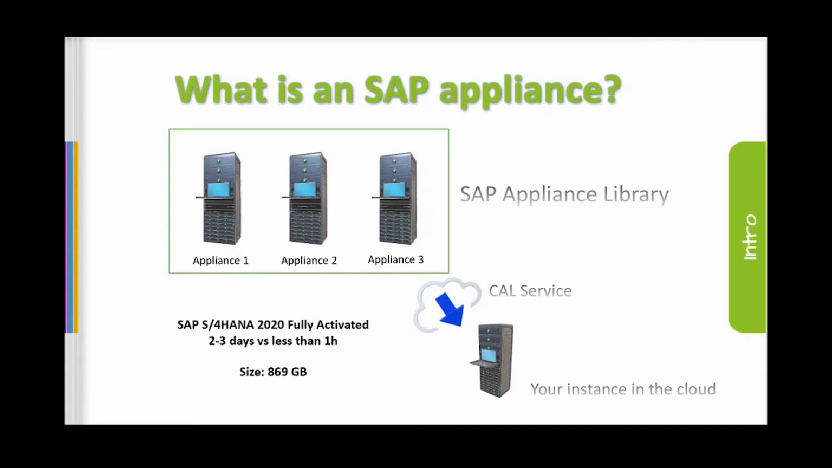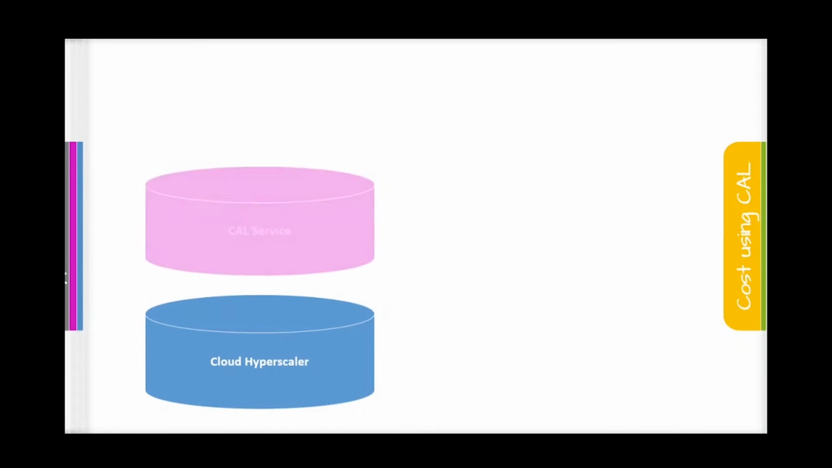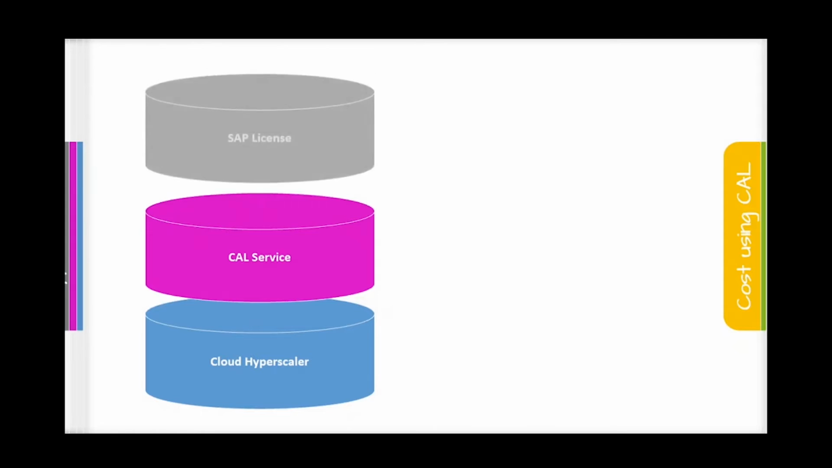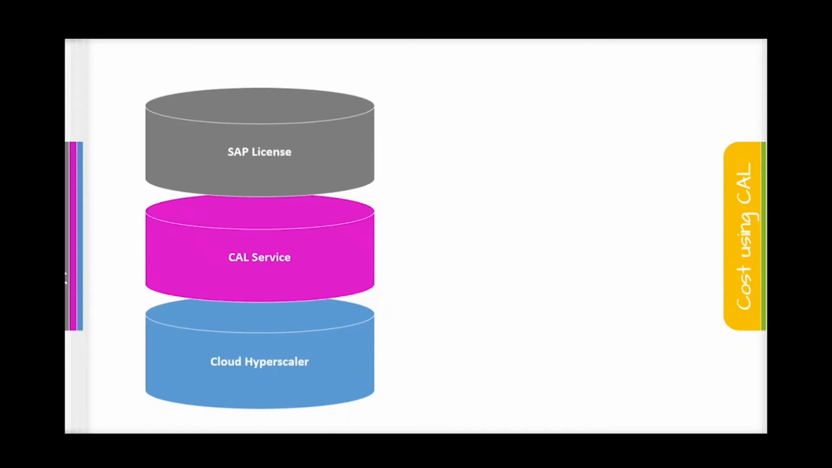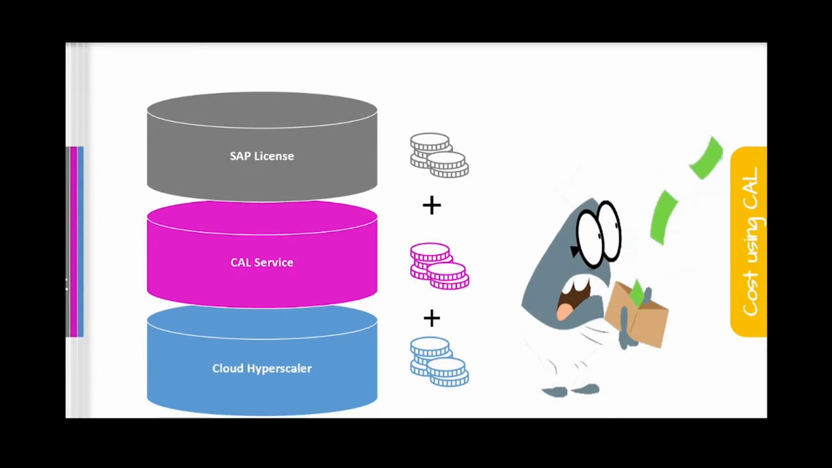Let's move on to the costs of using the service of SAP CAL. As we saw in previous videos, to get an installation of an on-premise product of SAP, you will need at least 3 things: the hardware, the software installation, and a valid license. Each of these elements has a separate cost. If you don't understand and control it, you can end up spending several thousands of dollars in a single month.